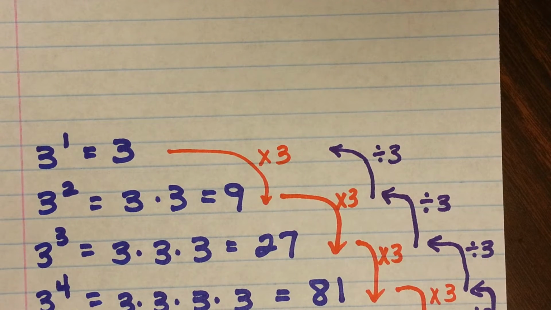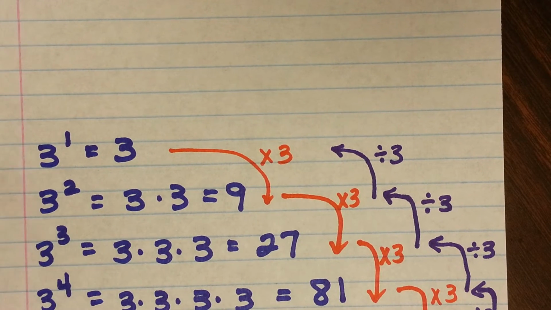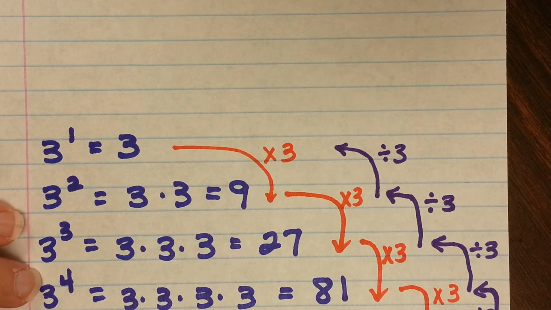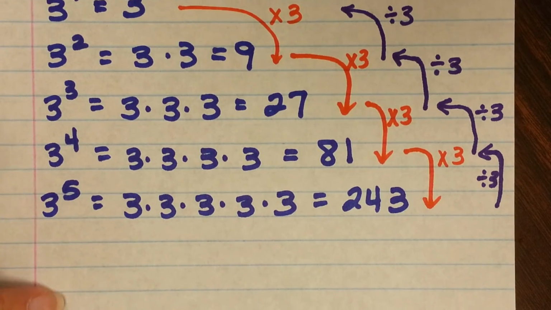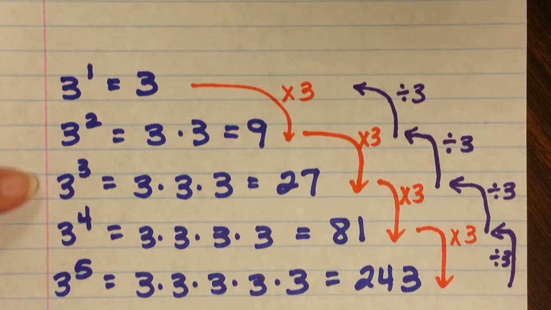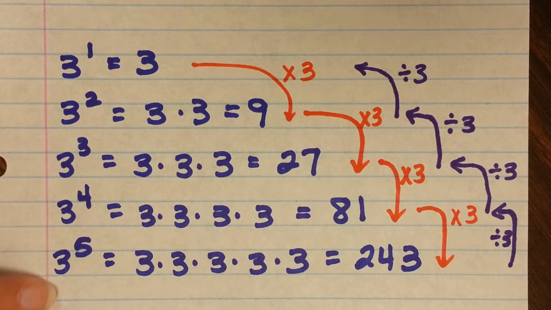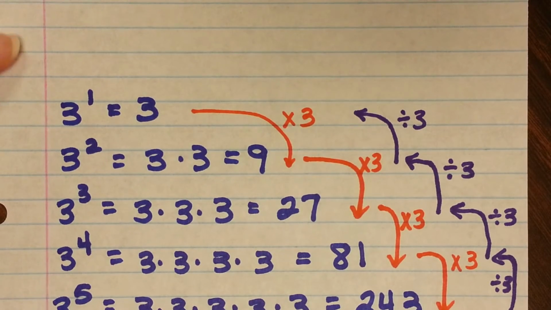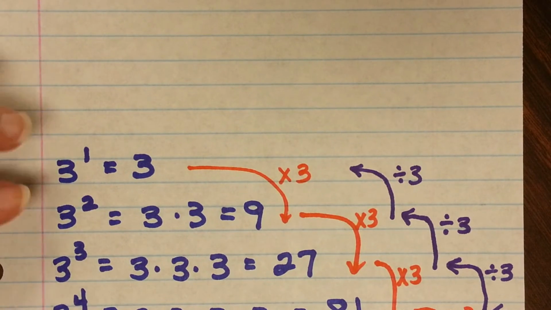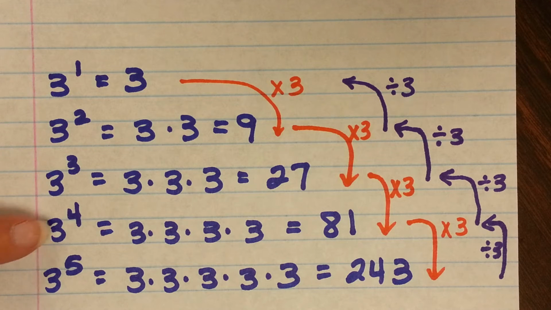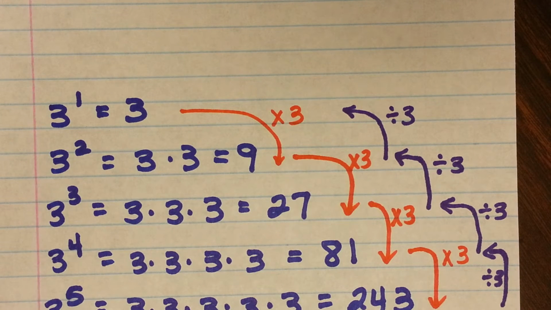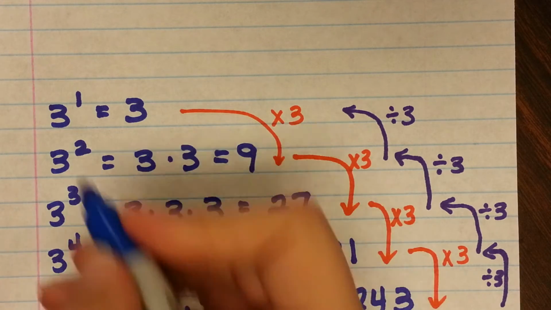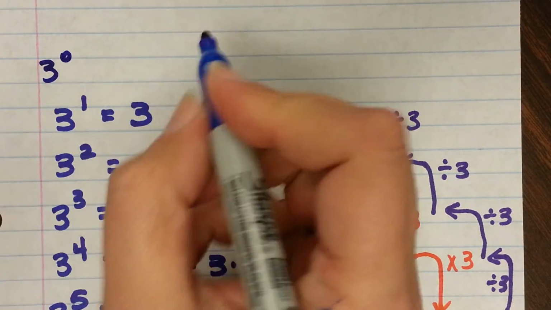Alright, so I want to continue looking back and see what we have so far. Now, I don't want to go with bigger numbers. I want to see what happens if I go the other direction, because I already seem to understand the pattern going this way. So let's go back the other way. Here I have 3 to the fifth, 3 to the fourth, 3 to the third, 3 to the second, 3 to the first. What would be next? It would be 3 to the 0. So I'll go ahead and write that down, 3 to the 0.